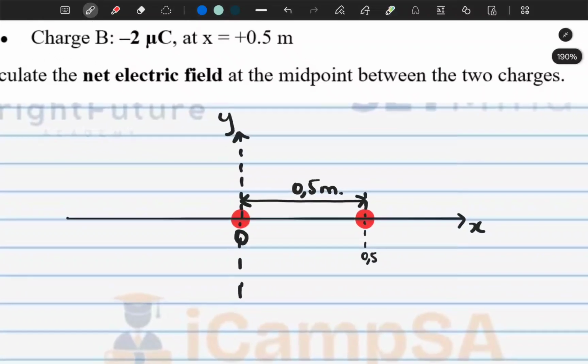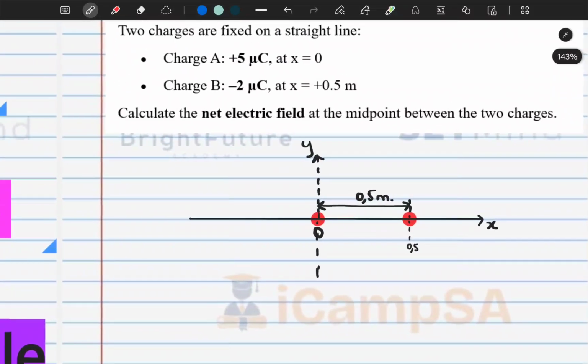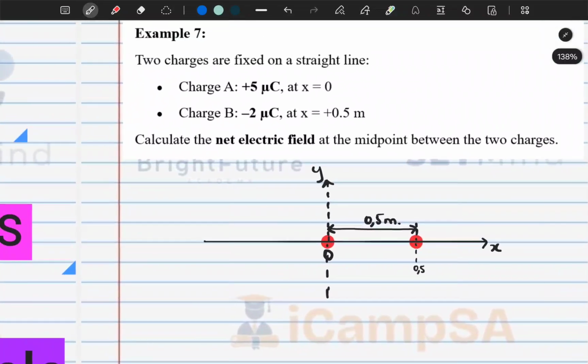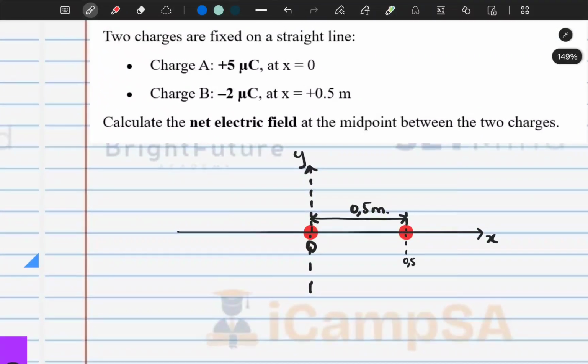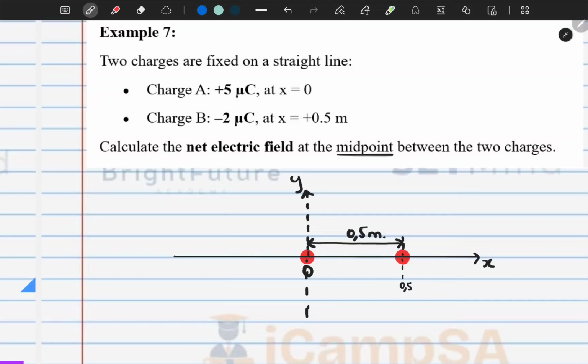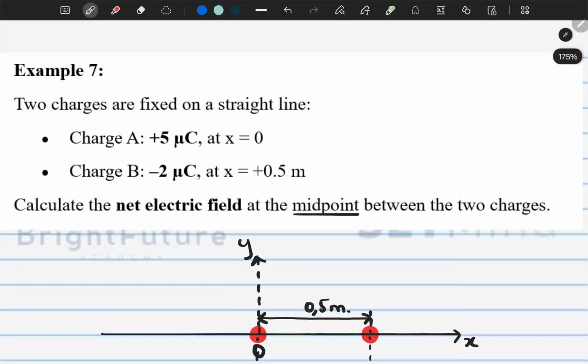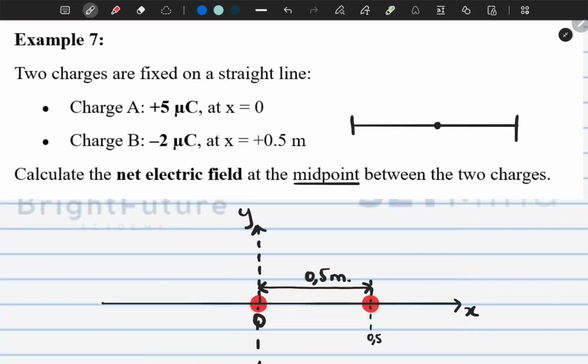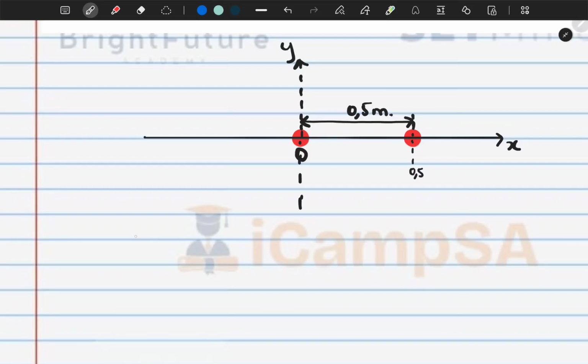Now these are the charges that were given, and we are told to find the net electric field at the midpoint between the two charges. Midpoint is the middle, the center of whatever distance you are given. If you have a straight line like this with ends here and here, the midpoint is the center of the straight line. So what's the center distance of 0.5? The midpoint would be 0.5 divided by 2, which gives us 0.25 meters.